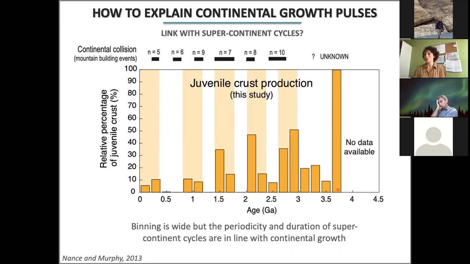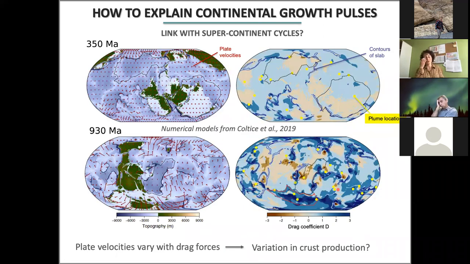And I wanted to show you the result of this numerical simulation from Coltice et al. So what they try to do here is just simulate normal plate tectonics. So they let the model run, and you can see that for some period of time, the plate velocities shown by the red arrows here are just slow. So you do not have a lot of subduction zones, okay?